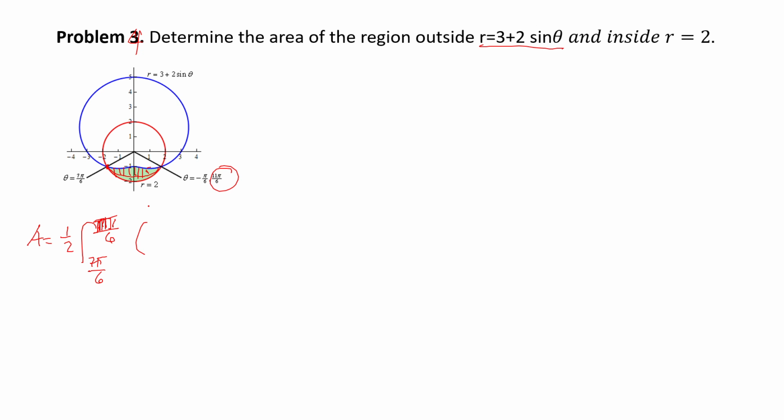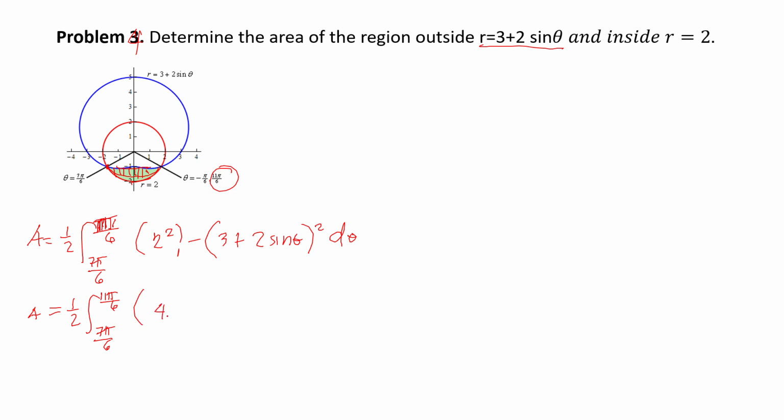Okay. The outer is 2 squared minus the inner, which is (3 plus 2 sine theta) quantity squared, d theta. This is the inner part and this is the outer. So 1/2 integral from 7 pi over 6 to 11 pi over 6.